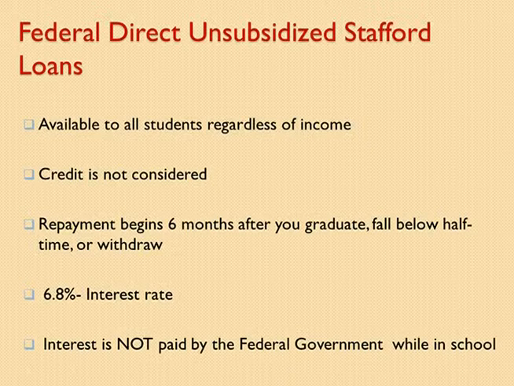So the Federal Direct Unsubsidized Stafford Loan is available to all students regardless of income. Credit is not considered to be eligible for this student loan. Repayment on the loan begins 6 months after you graduate or fall below half-time or withdraw. The current interest rate is at 6.8%, and you, the student, are responsible for any interest that accrues while you are in school. The government is not subsidizing the interest while you're in school.